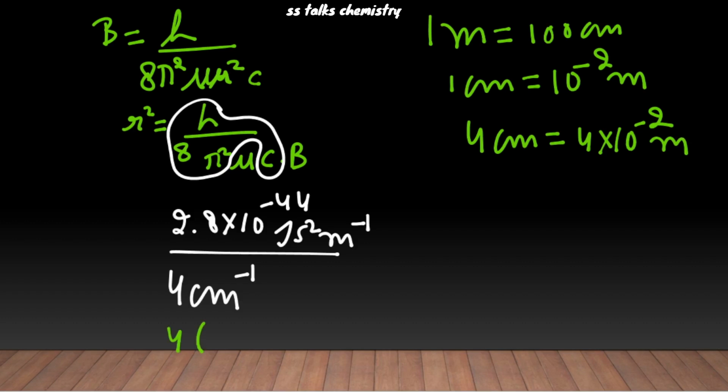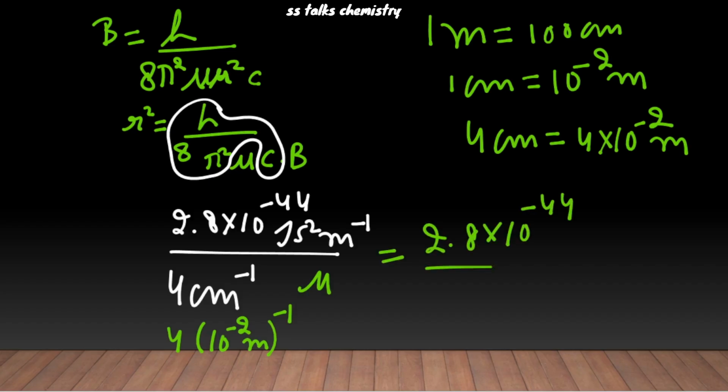Now 1 centimeter is 10 to the power of minus 2 meter, and then the inverse of it. So it will become 4 into 10 to the power of 2, right? Here the new value we have to substitute. So it will become 2.8 into 10 to the power of minus 44 upon 4 into 10 to the power of 2 meter inverse. Then the units will be the same.